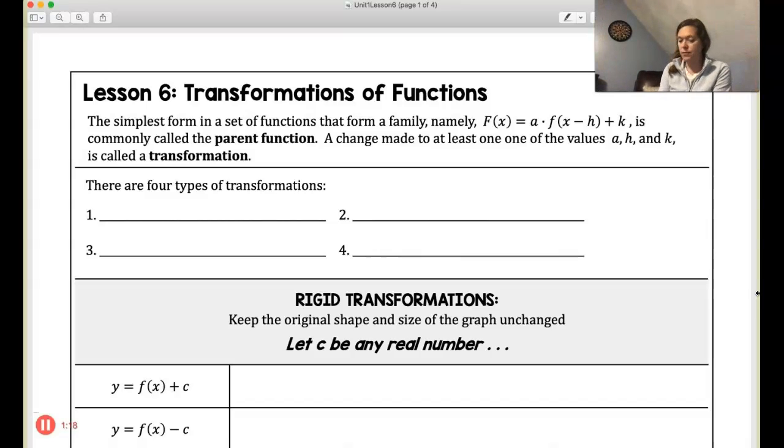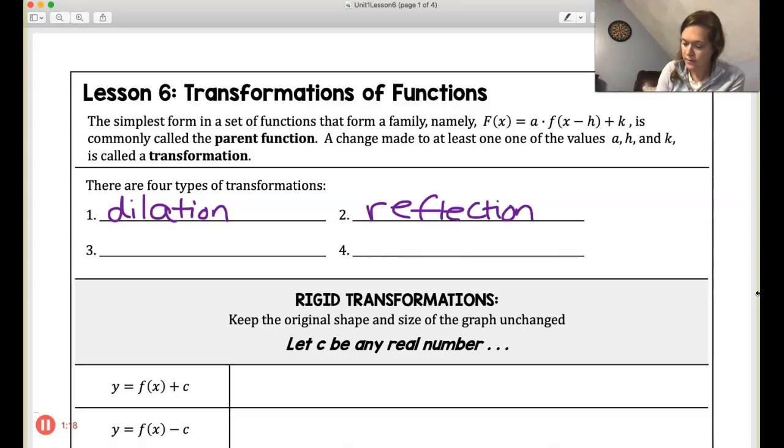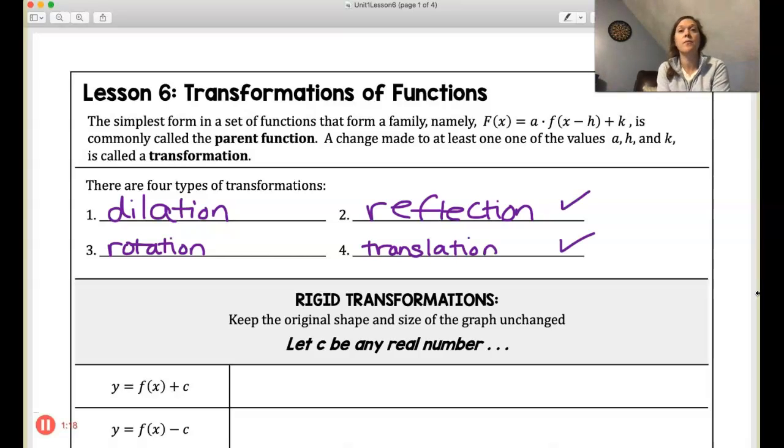I'm going to give myself some space to write. The first one that could happen is what we call a dilation. We could have a reflection. We could have a rotation. Or we could have a translation. Now, the most common ones that we're going to be probably using are the reflection and the translation, because those are going to be the ones that are most commonly seen in the mathematical world.